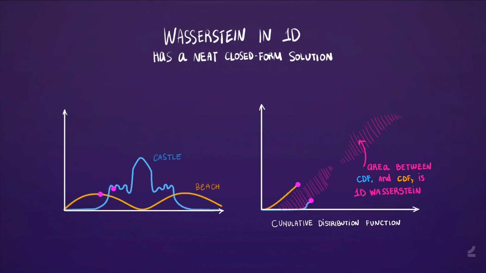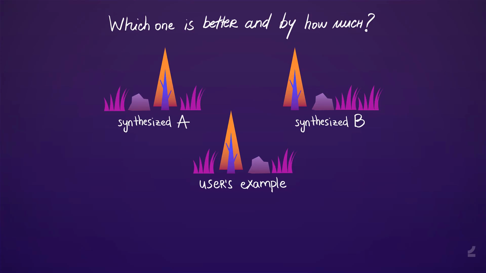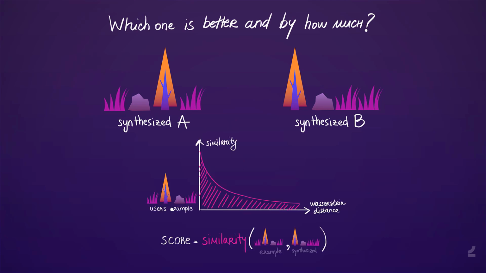So returning to the original question we had of which object arrangement is better and by how much, we can now use our new similarity metric that is defined in terms of Wasserstein distance. So the bigger the Wasserstein distance is, meaning it takes more work for us to morph something to look like the example, the lower our similarity score is.